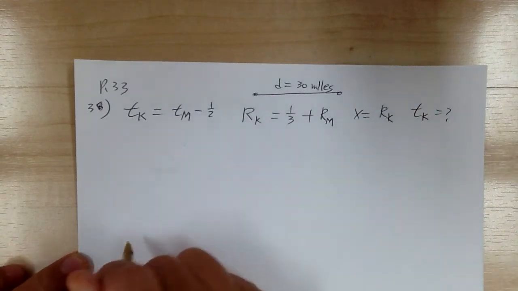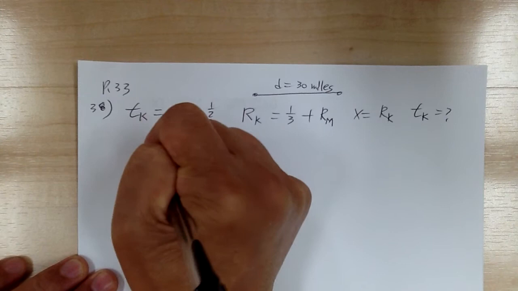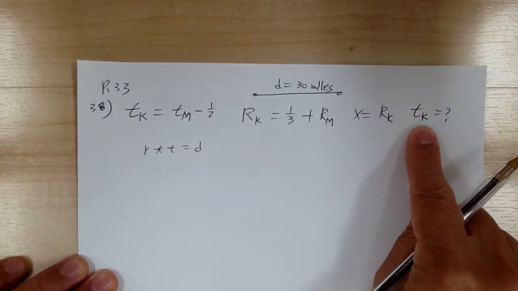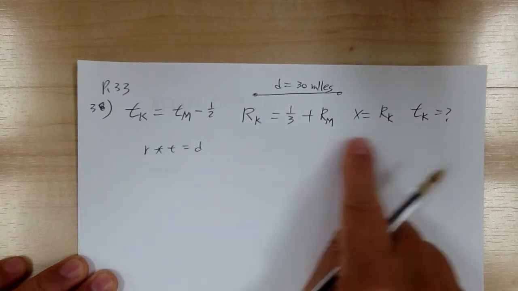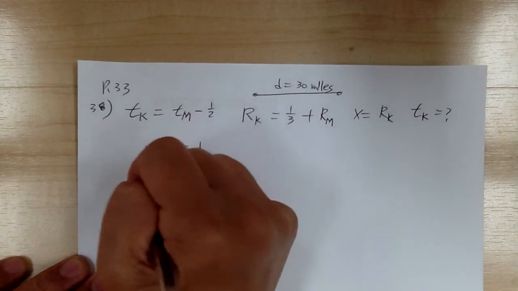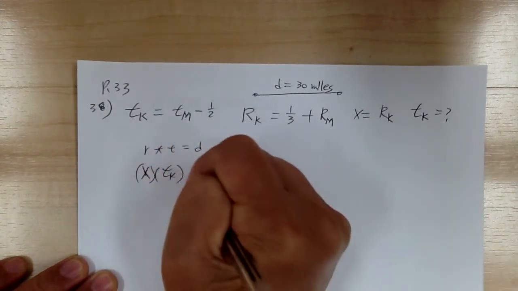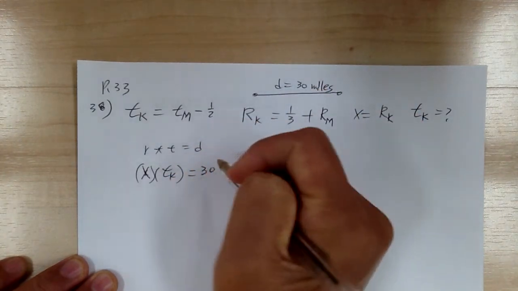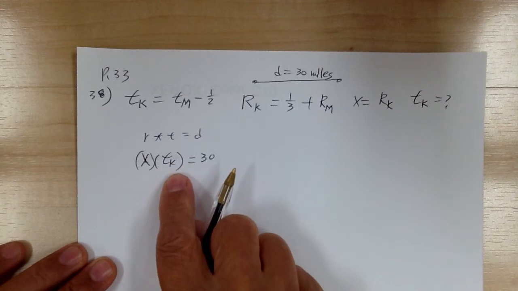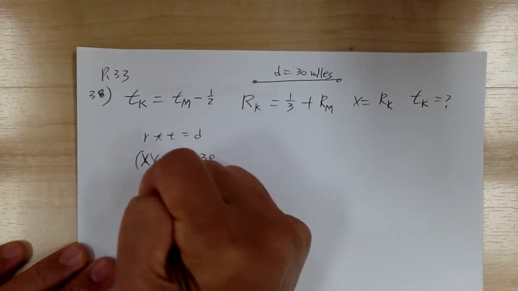Okay. So using the rate formula, R times time equal to distance. Since you're looking for the time of K, you have to use the K. So the rate for K, in this case, R of K is X, and the time would be TK, and the distance is 30. So time for K would be equal to 30 over X. And that's it.